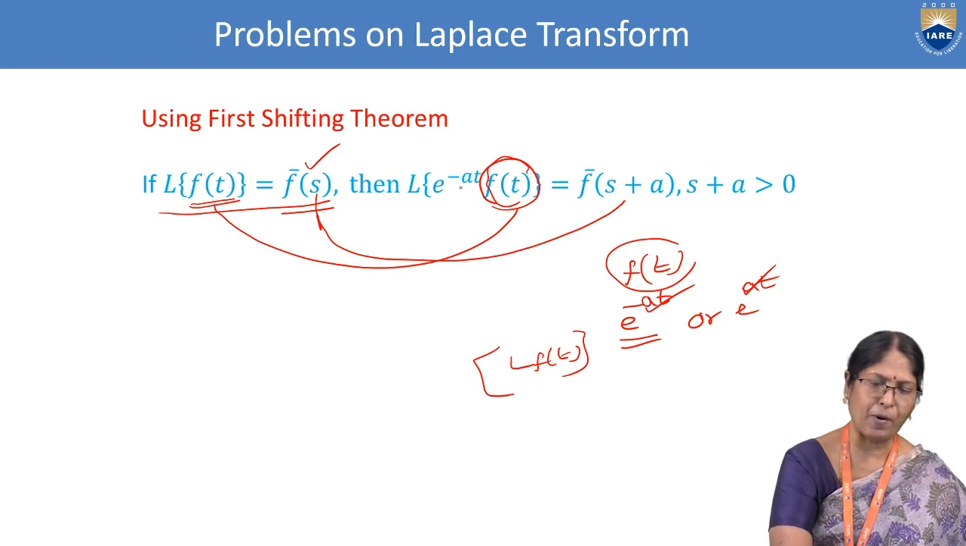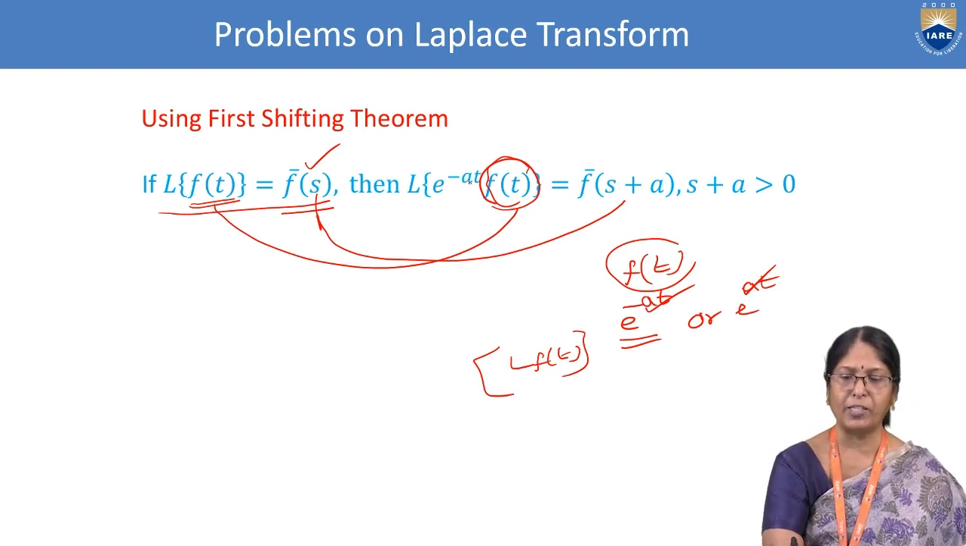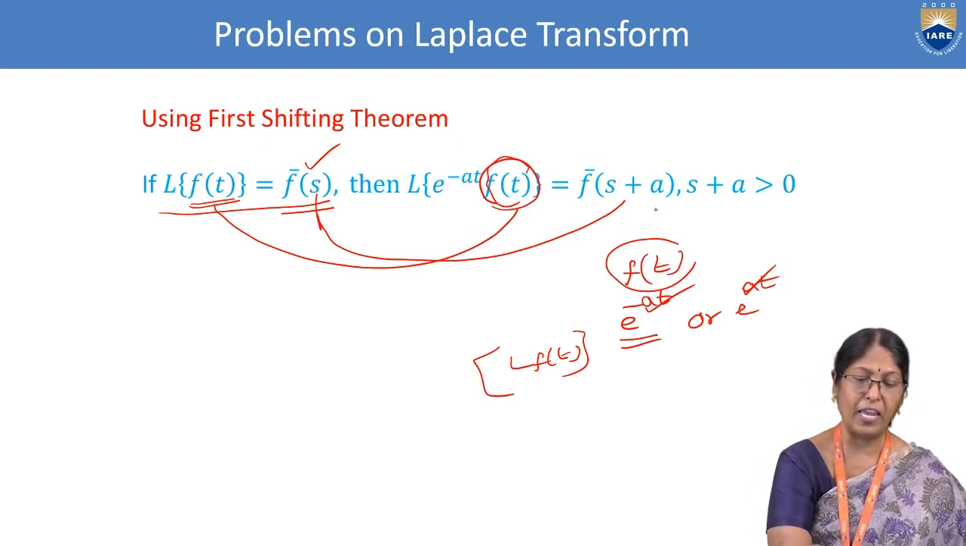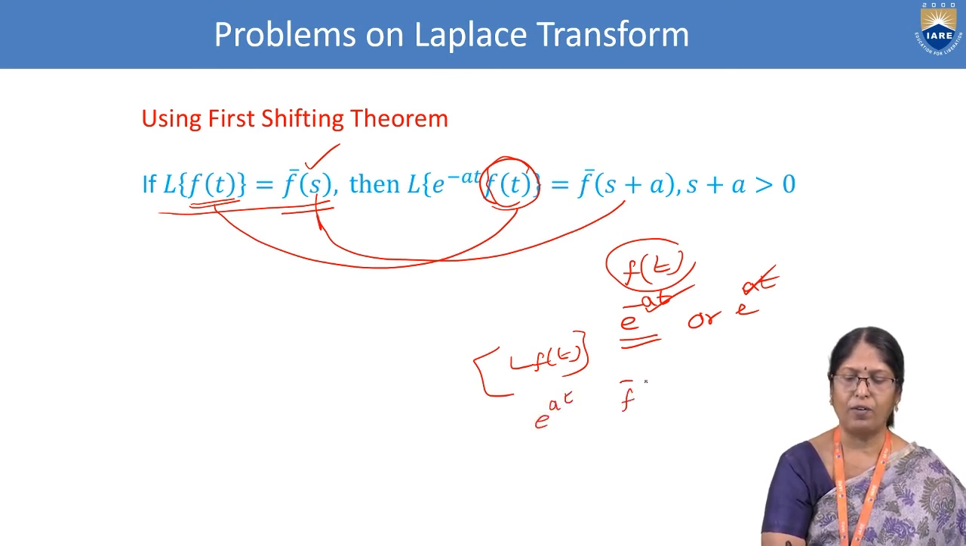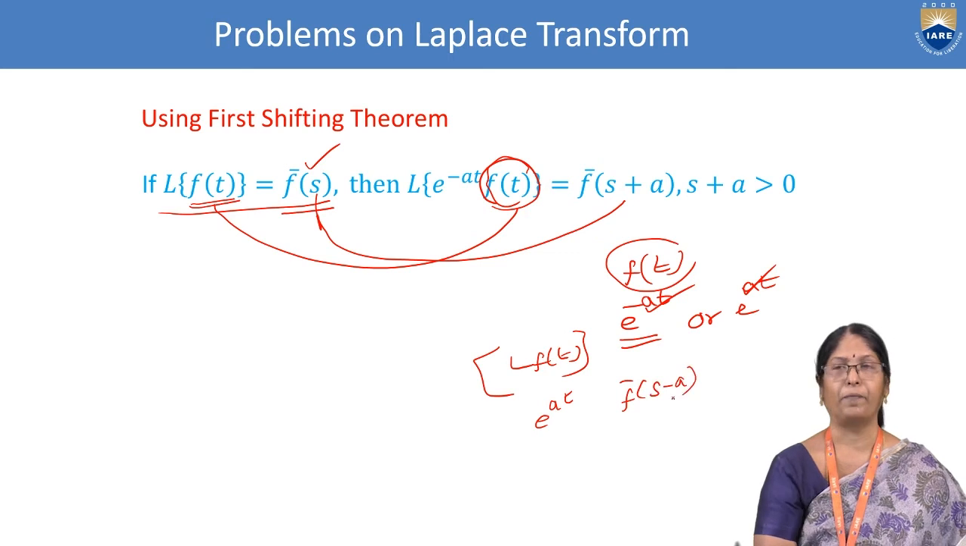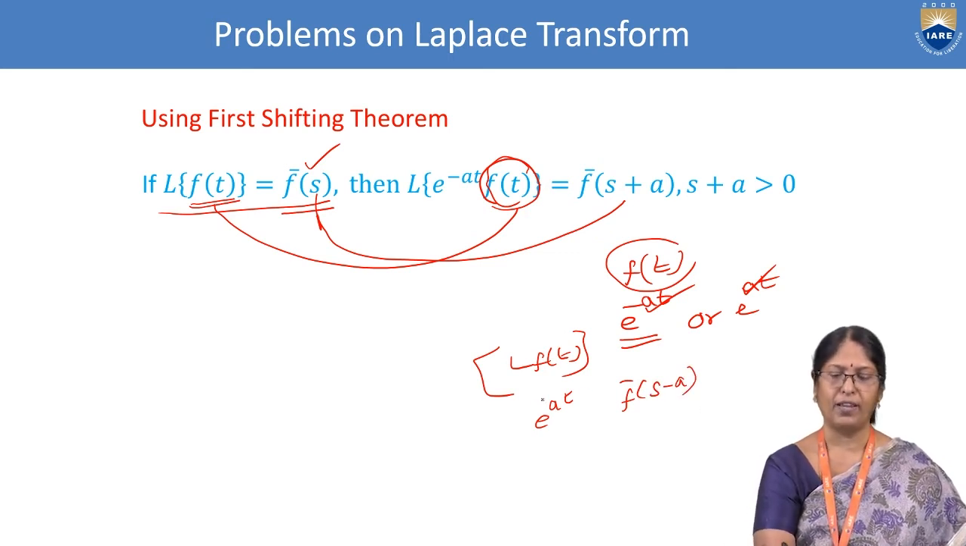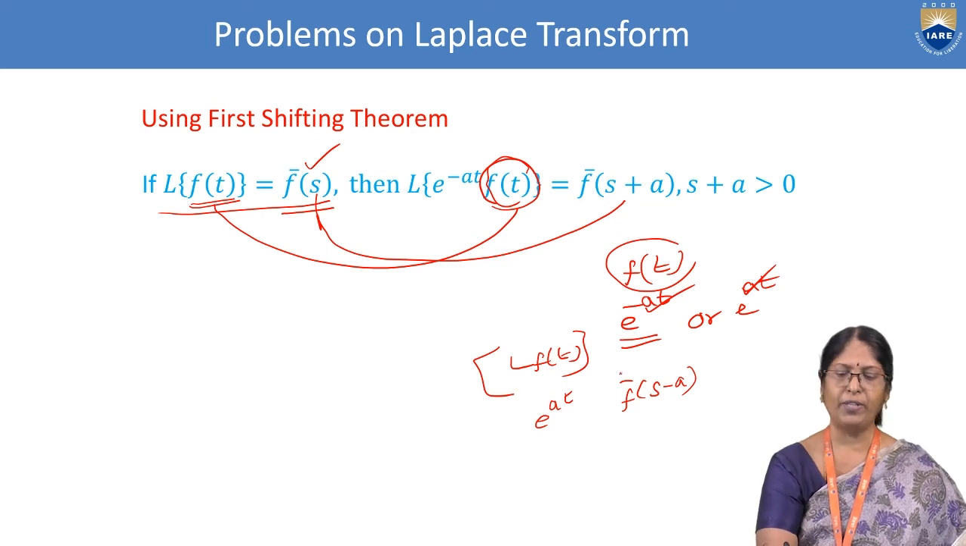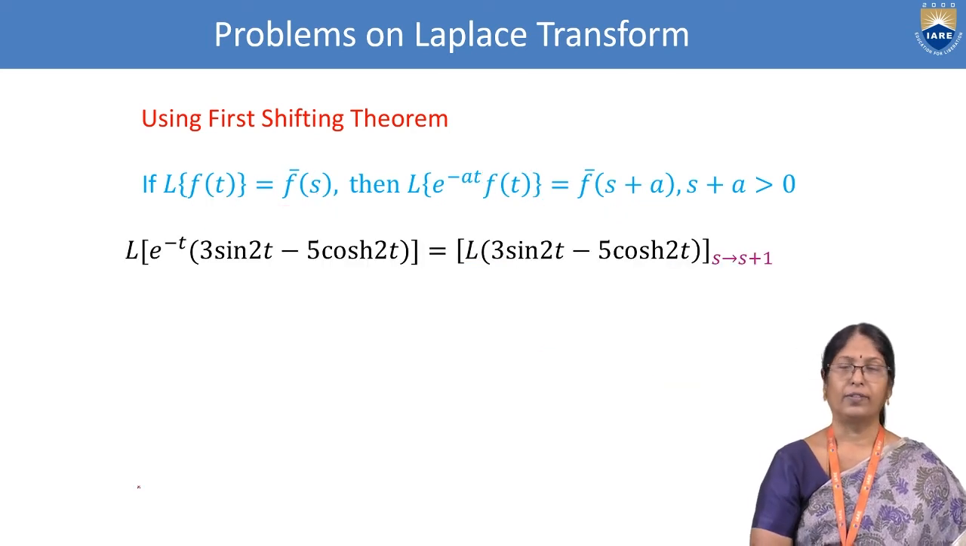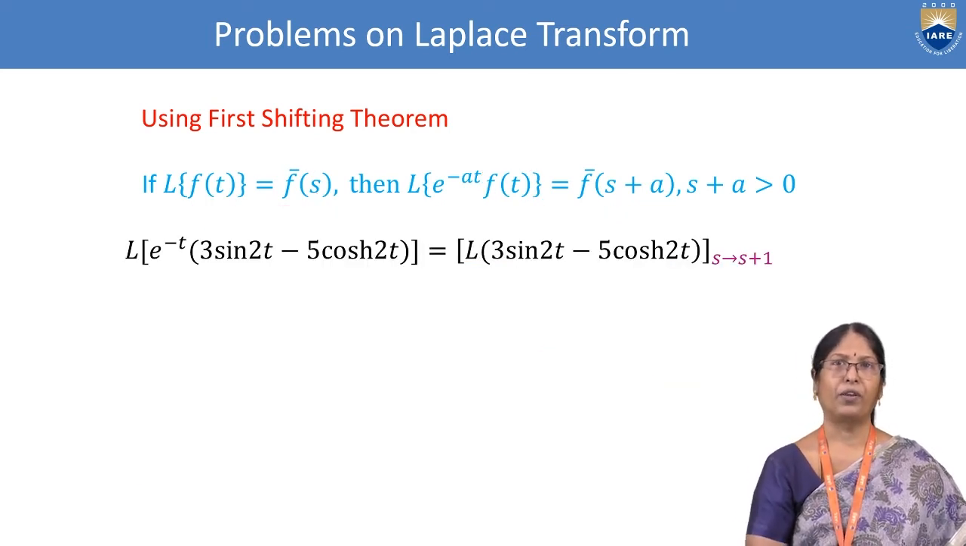If it is e power minus a t, then s plus a. If it is e power a t, then f bar of s minus a. Easily we can remember, just opposite. If it is a plus, here minus means here plus. Yes, now we will come back to our given problem.